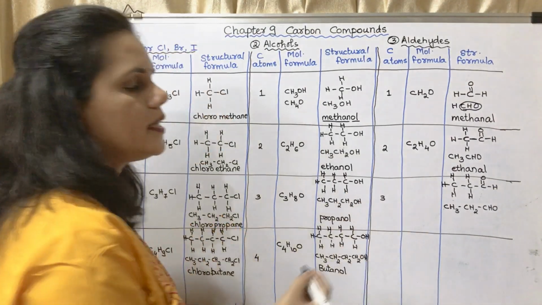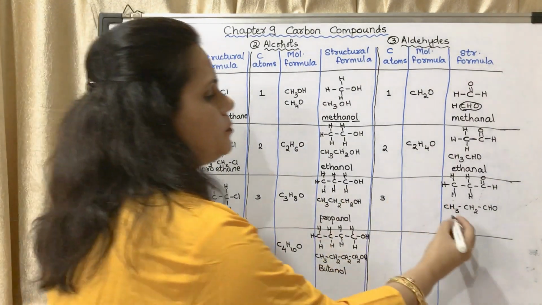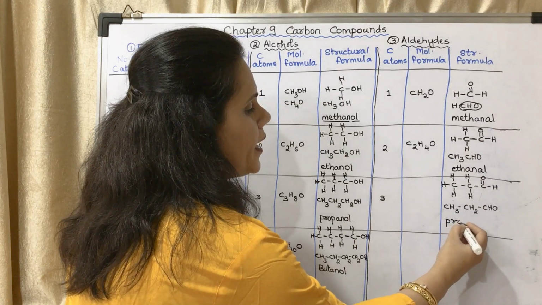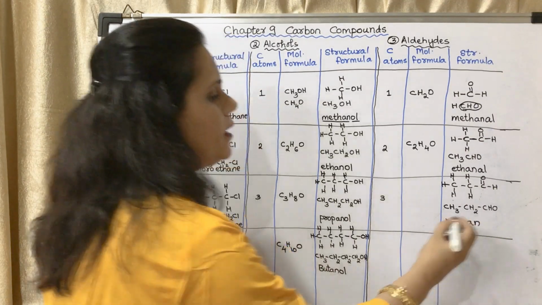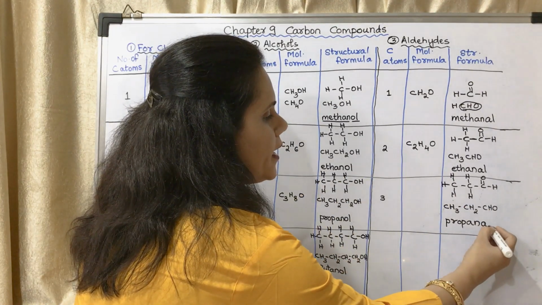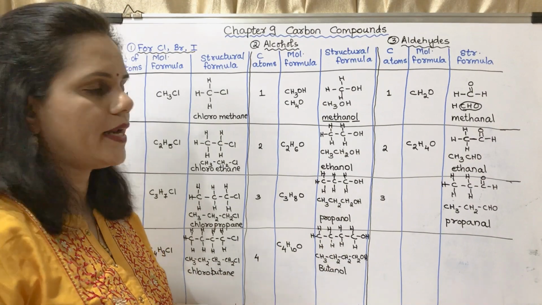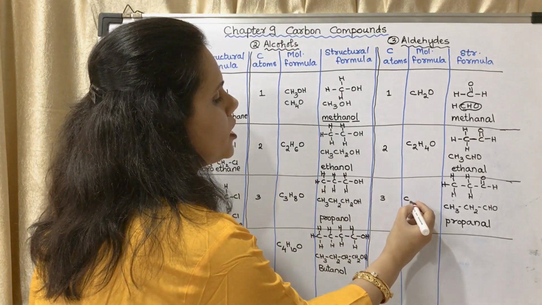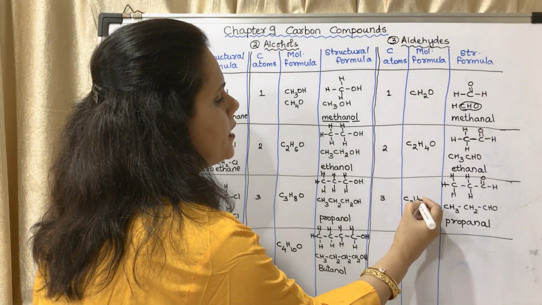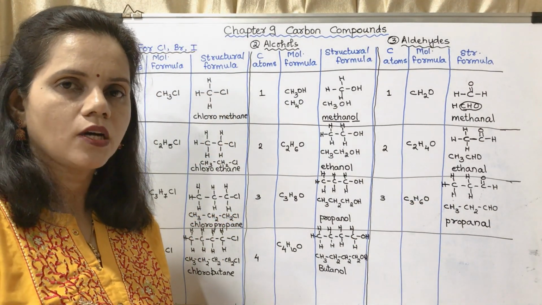So here what will be the name? As it is having 3 carbon atoms, it will be propane. And what will be the suffix? The suffix will be Al because it is CHO. So the name will be propanal. What will be the molecular formula? C3H6O.